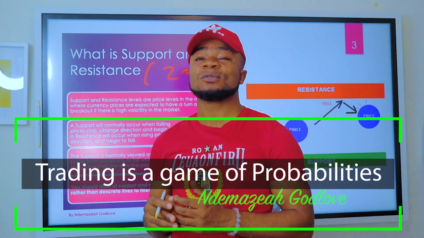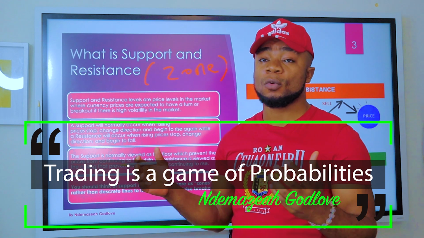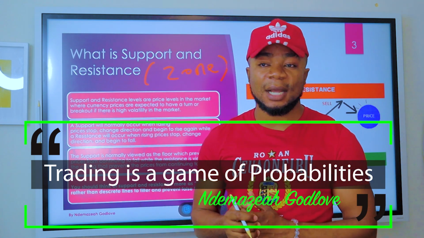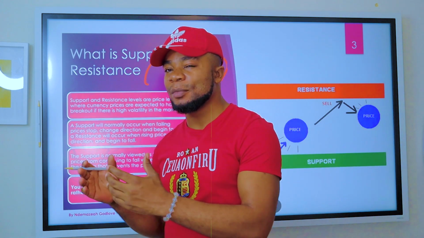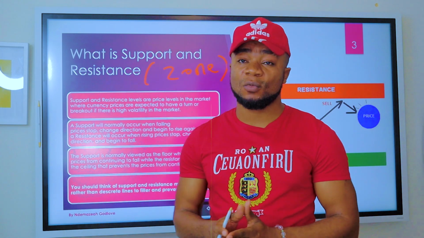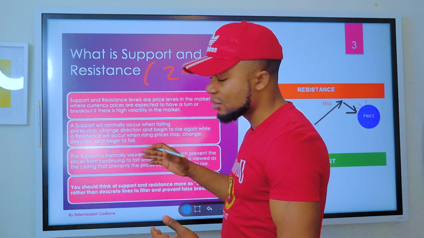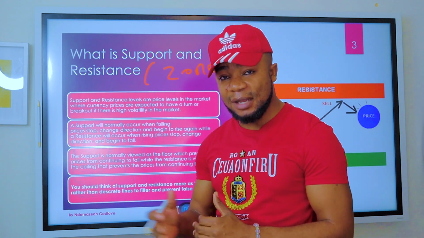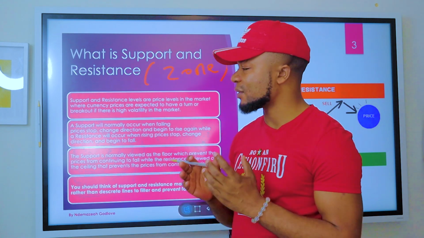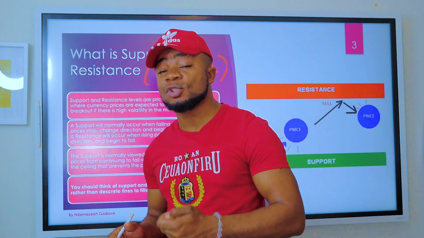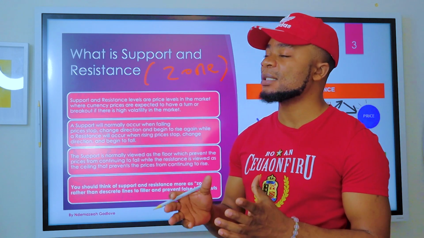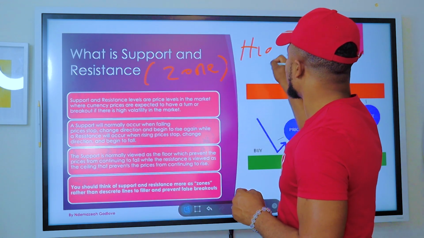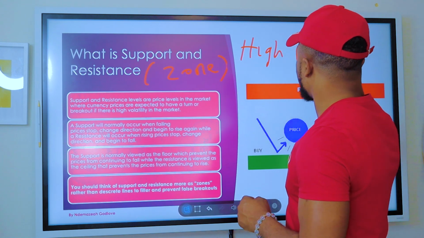There is nothing that is 100% certain, because you don't know what will happen in the United States, the UK, or Canada. Anytime an economy is affected, the currency of that country is affected too. Even a natural disaster can affect a currency. So nothing is certain, and because of that, we talk in terms of probability. A support and resistance level is a level where there's a high probability.